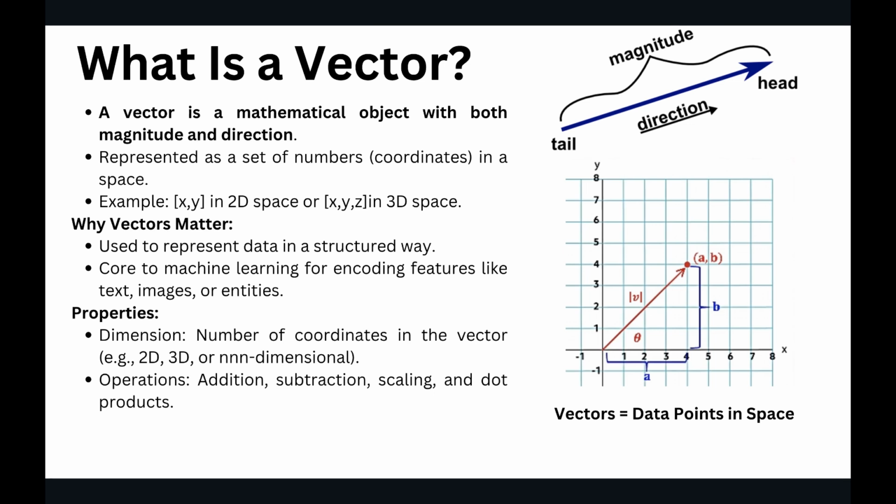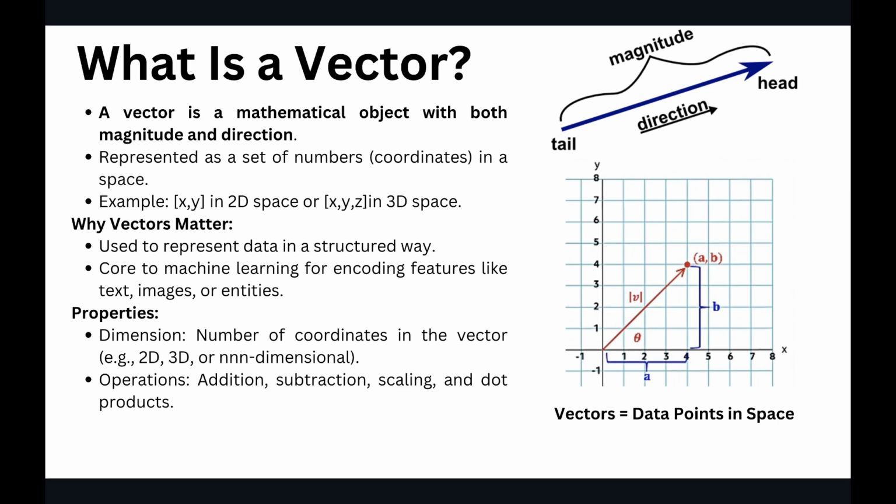So why do vectors matter? Vectors matter because they are used to represent data in a very structured and efficient manner. It is very useful in machine learning and AI for encoding different data like text, images, and other types of structured and unstructured data, because machines cannot understand data in raw format like raw text or raw image. We need to convert them into numbers. So this data can be efficiently represented and stored or encoded inside a computer using vectors. That is why vectors are very useful in machine learning and AI.